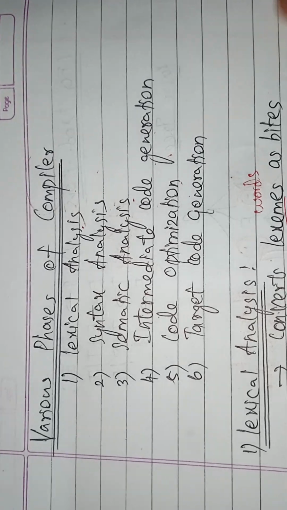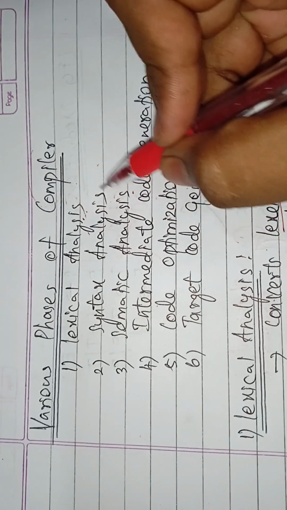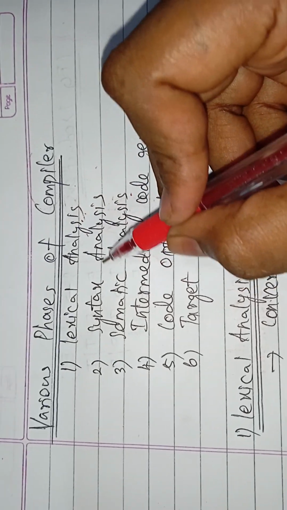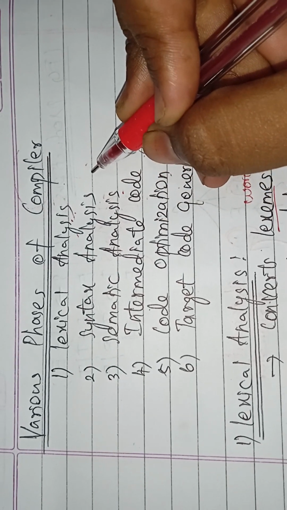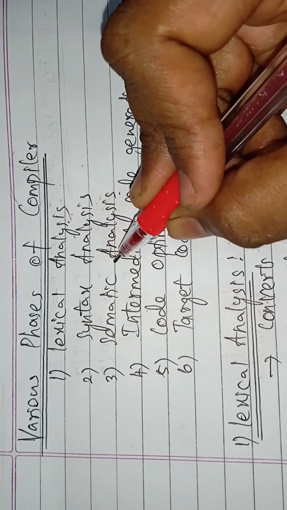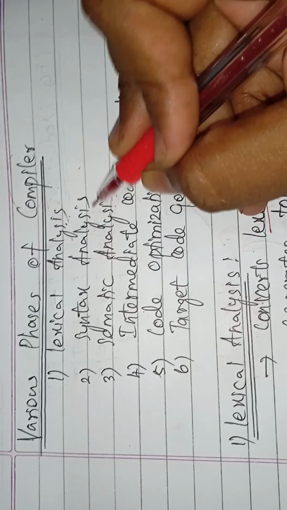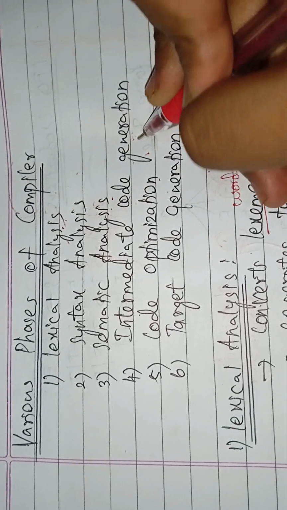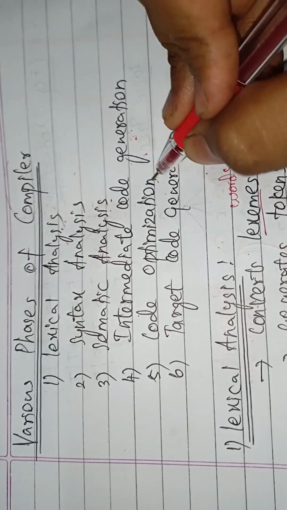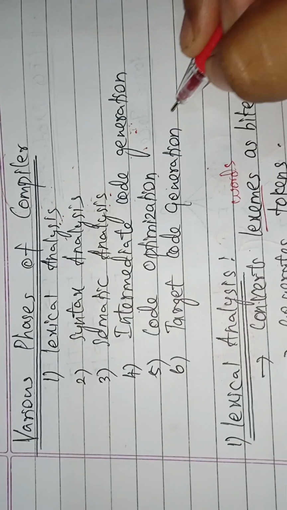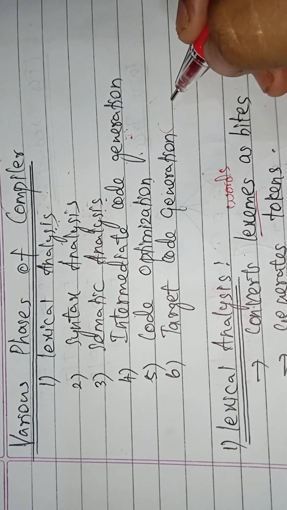Let's summarize the phases. So what is the lexical analysis? Here the stream of tokens is generated, and the stream of tokens will pass to the syntax analysis phase. This syntax analysis phase will generate a parse tree, and after this the semantically verified parse tree will be generated in the semantic analysis phase, and then a 3 address code will be generated in the intermediate code generation phase. After that the produced 3 address code will be optimized in the code optimization phase, and finally the assembly level code is produced in the target generation phase.